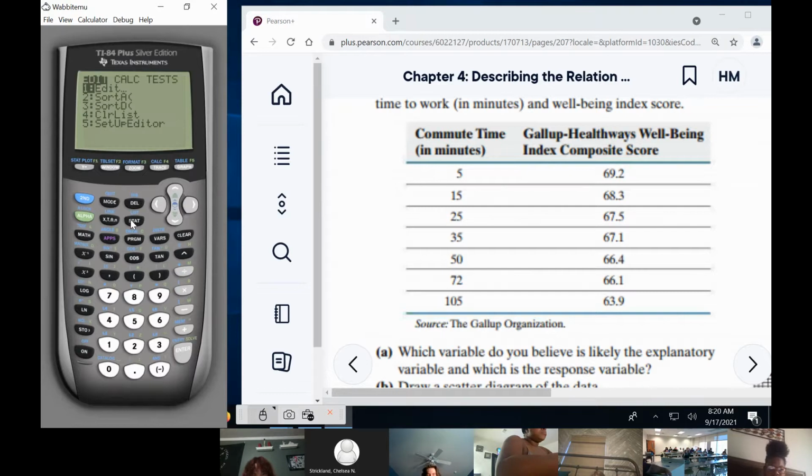Go to Stat, Edit, and 5, 15, 25, 35, 50, 72, 105.